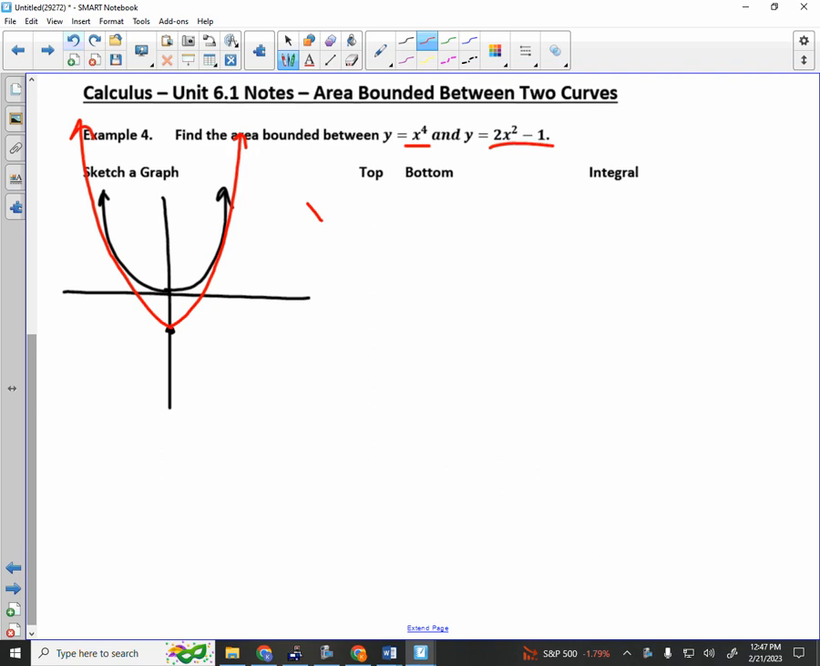Set them equal to each other. x to the fourth is equal to 2x squared minus 1. And all of a sudden, we've taken what looks like a very challenging situation and made it quite easy. Put them all on one side, says Marissa, and she is correct. x to the fourth minus 2x squared plus 1 is equal to 0. Anybody have a grand idea now? Factor. So this is going to be x squared minus 1 times x squared minus 1, which is equal to 0.